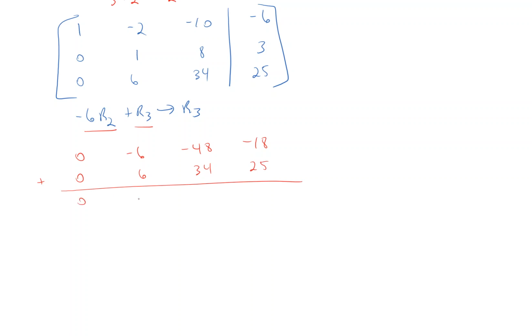Adding, I get 0, 0, which is good. Let's see, -14 and +7. And that's going to be my new row 3. So let's copy row 1. Let's copy row 2. And let's copy our new row 3.